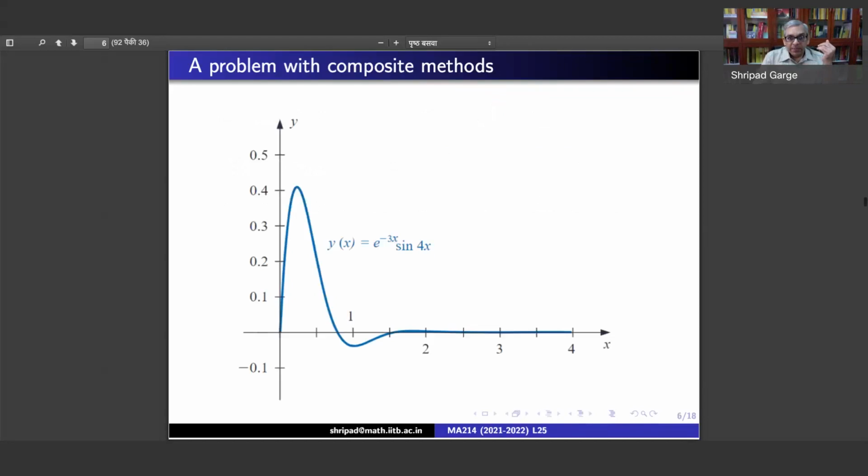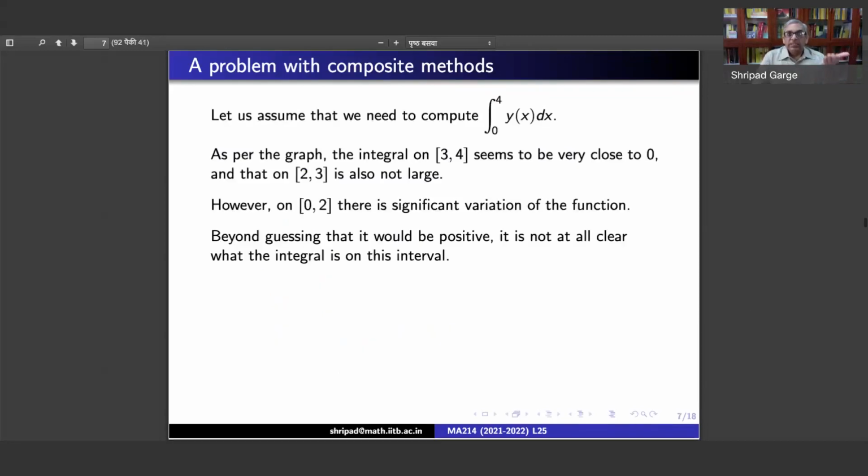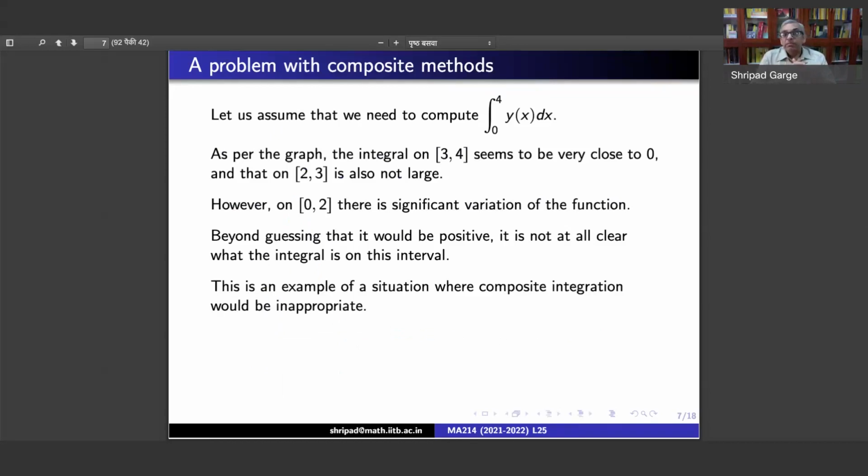So what we could perhaps guess is that the area under this curve will have some positive part and some negative part. The negative part looks smaller, so we can guess that it would be a positive answer, but it's still not clear what the integral is on this interval. So this is an example where composite integration would be inappropriate, because composite integration will not approximate your function in a better way.